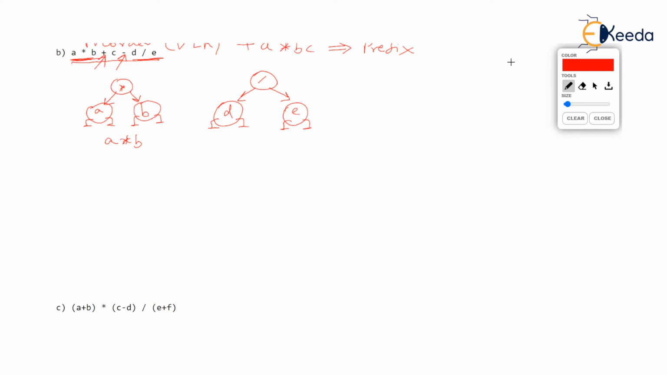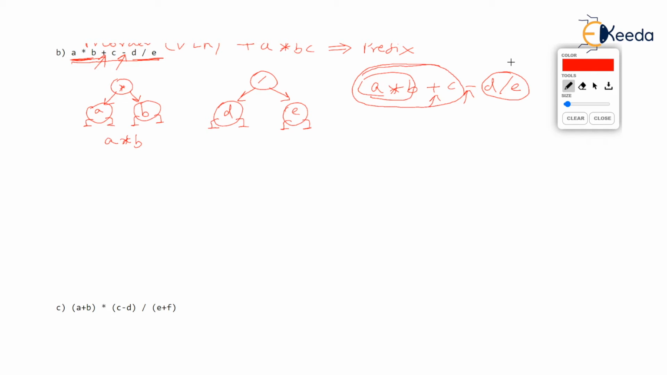Here, A into B plus C minus D upon E. You have converted A into B into binary tree, D upon E into binary tree. Now addition and subtraction are pending. So you will perform addition. What are you supposed to add? You are supposed to add result of A into B with C. Just be careful about this.